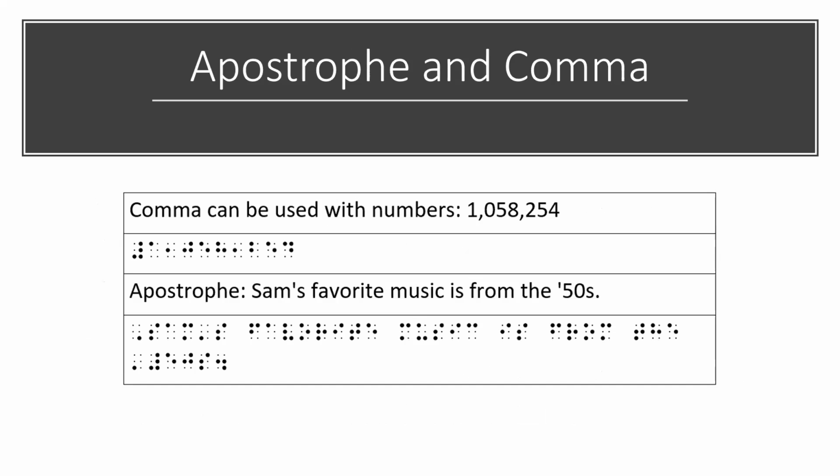And apostrophes and commas can be used, comma again used with numbers. And also apostrophes. Notice on the very last one, Sam's favorite music is from the 50s. Notice that the apostrophe is used in front of the numeric indicator and not behind it. Oh my God.